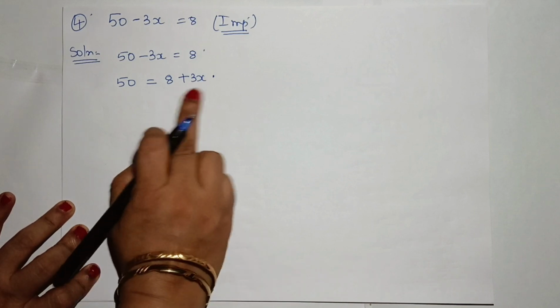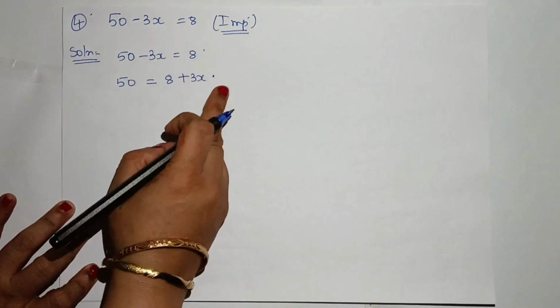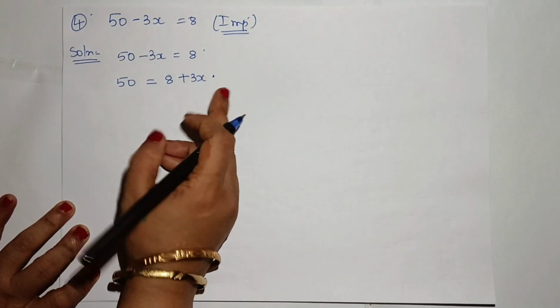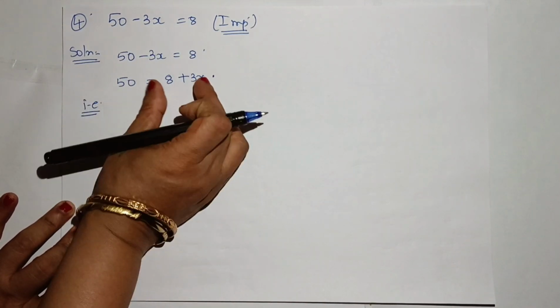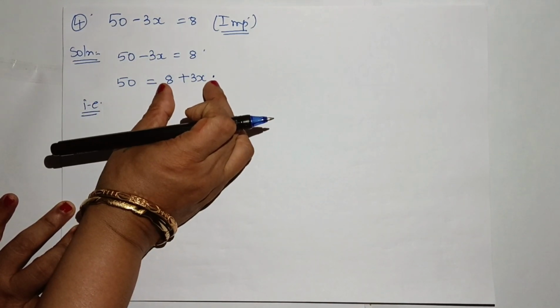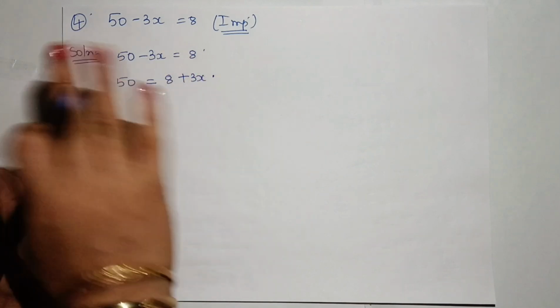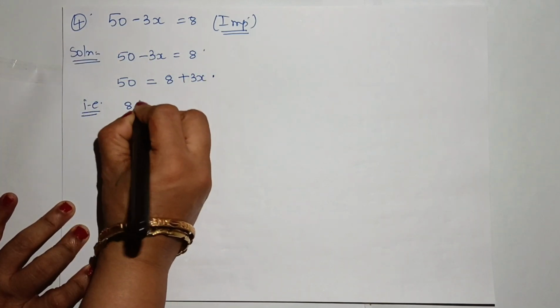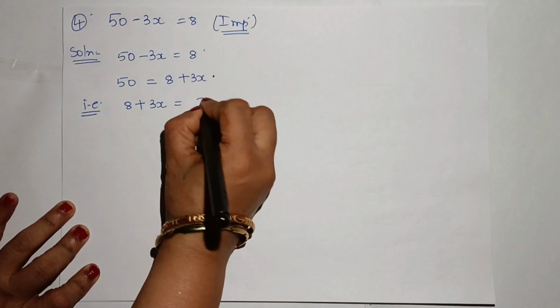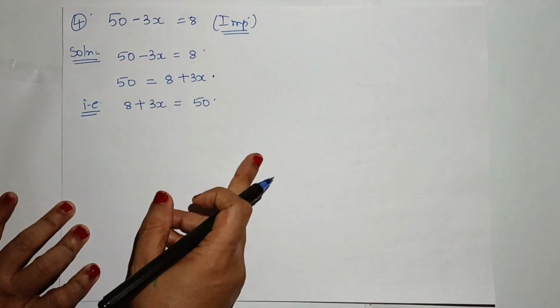Are you understanding? Transposing method, minus 3x has been shifted to RHS. That is, I'm just interchanging. I'm just taking the entire RHS and shifting here, just interchanging. I'm not doing transposing method, okay? That is a plus 3x equals 50. It's one and the same.